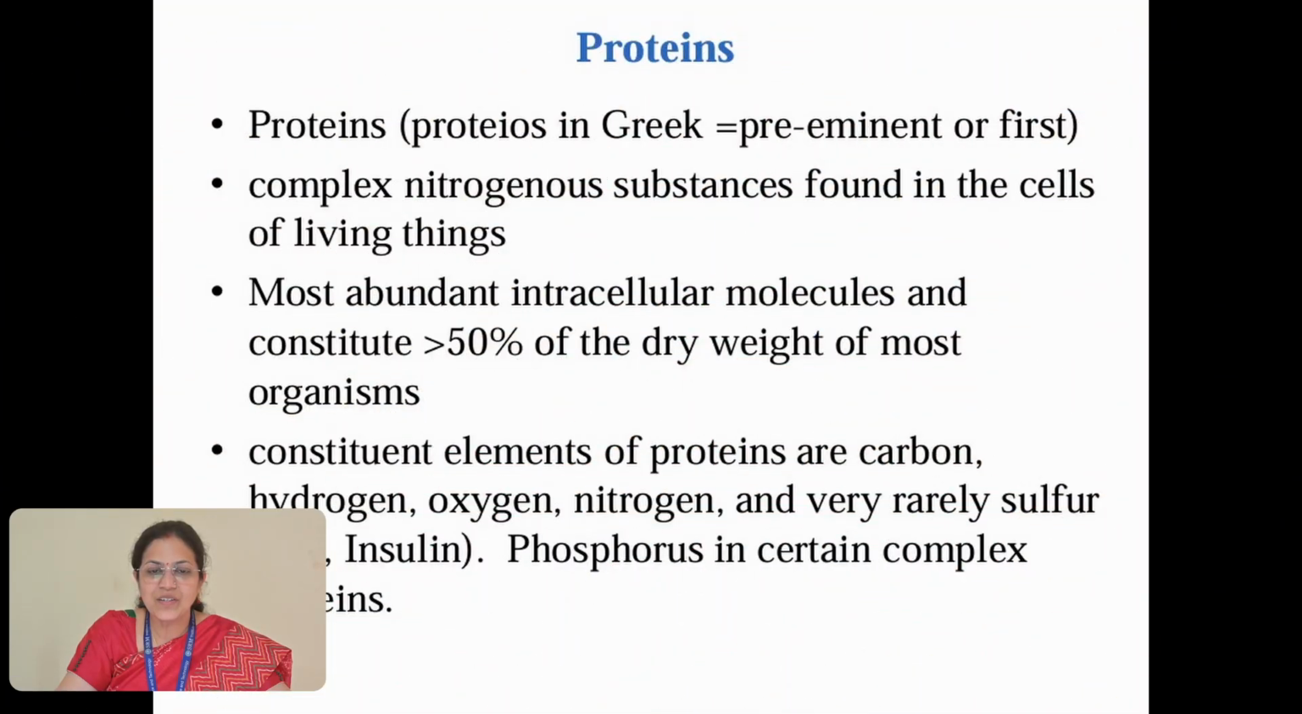Proteins, if you know your Greek, comes from "proteos", which means preeminent or first. So it is going to be the first macromolecule, identified as the most complex nitrogenous macromolecule. It is found in all the cells of living organisms, and proteins are mostly the elements involved in growth of the organism. The main constituent elements of proteins are carbon, hydrogen, oxygen and nitrogen. A very important element is nitrogen.